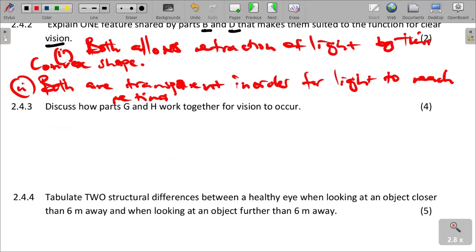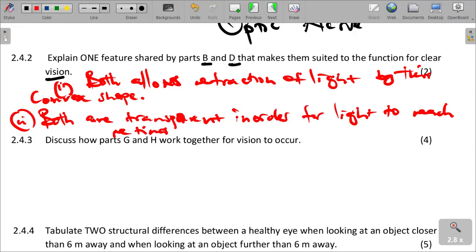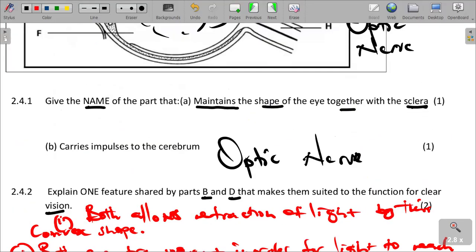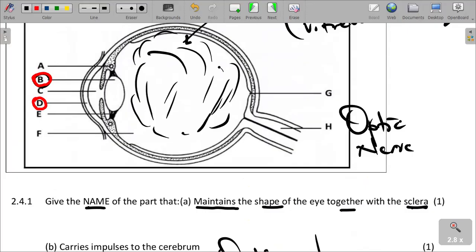And then discuss how part G and H work together for vision to occur. Part G and H. We are saying G and H. How do they work together for vision to occur? We are talking about how they work together to allow clearer vision.